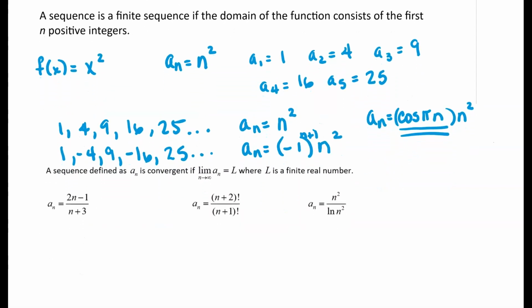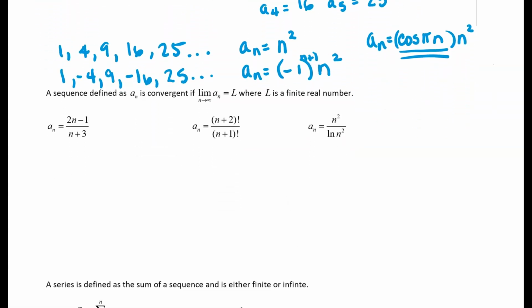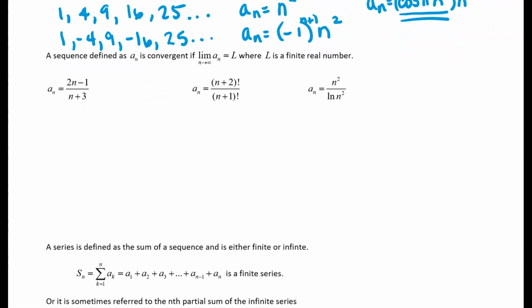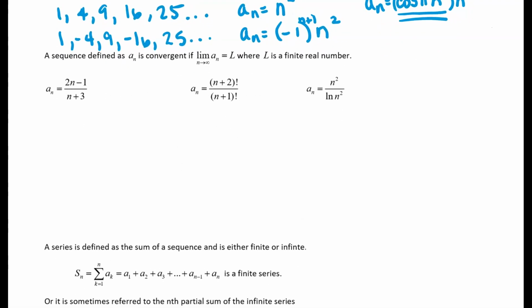So going from being able just to write the nth term, the a sub n, from a given sequence, we're also going to talk about convergence, and that's probably the biggest word that you're going to see used throughout this chapter. So we say that a sequence is convergent if the limit as n goes to infinity equals L, where L is a finite real number. Okay, so some things that are not finite. Well, obviously, if your sequence is going to infinity or negative infinity, that's not finite.